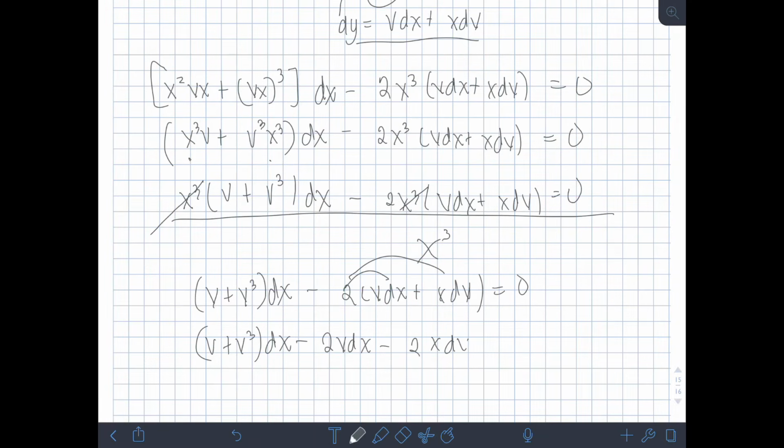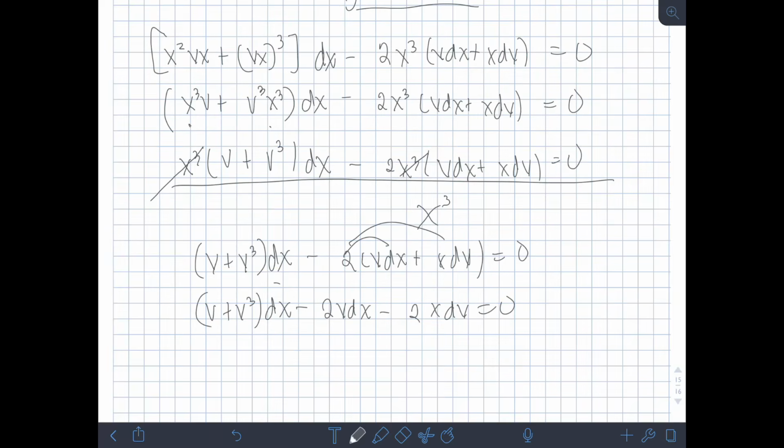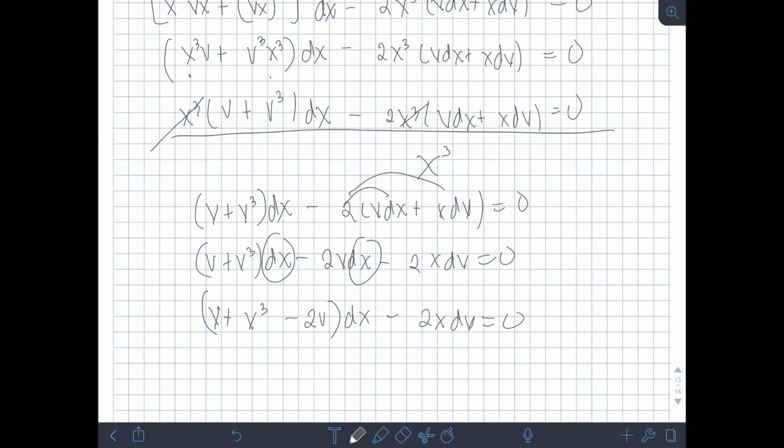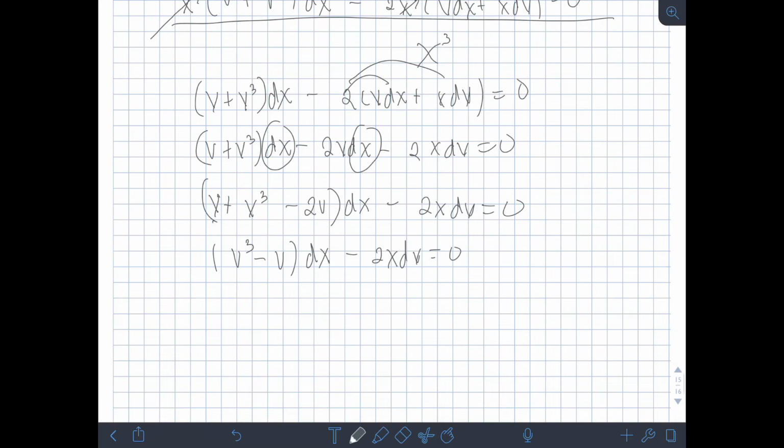So, distribute natin tong negative 2, magiging v plus v cubed dx minus 2v dx minus 2x dv equals 0. Tapos combine natin tong may dx. So, magiging v plus v cubed minus 2v quantity dx minus 2x dv is equal to 0. So, pagsamahin natin tong v minus 2v, we have v cubed minus v minus 2v is simply negative v. So, kaya v cubed minus v dx minus 2x dv equals 0. Okay, so variable separable na siya.